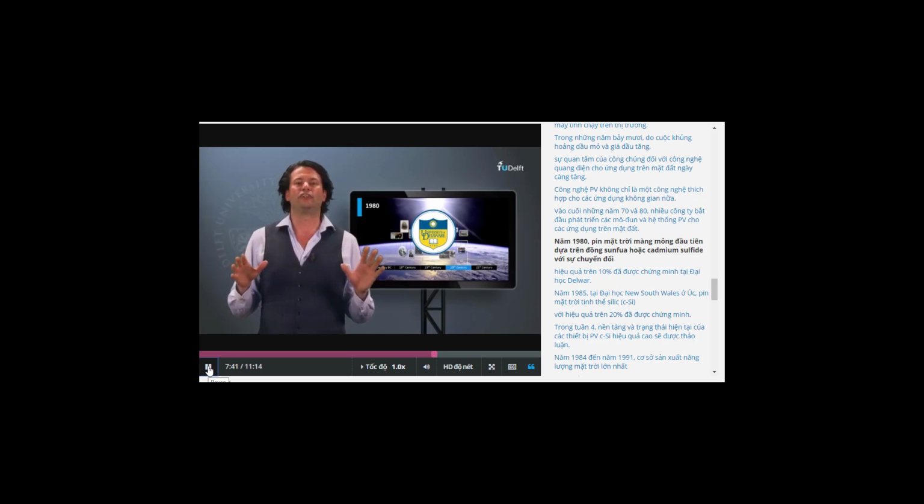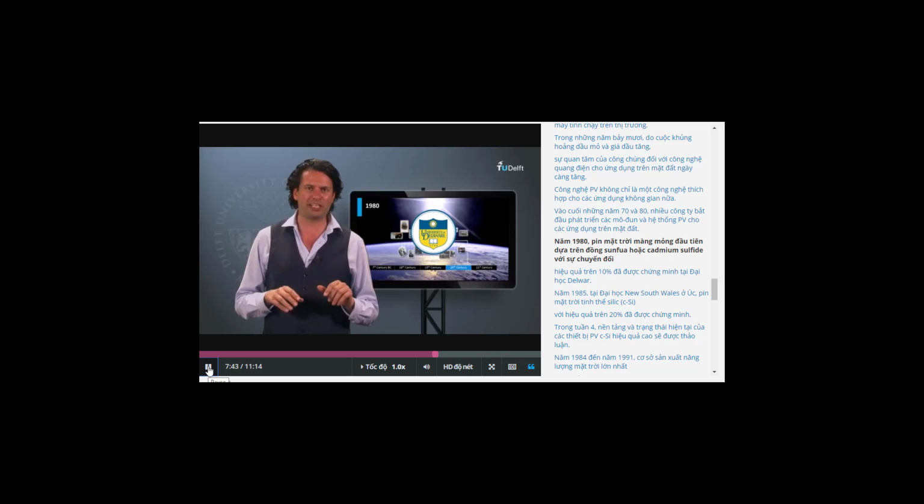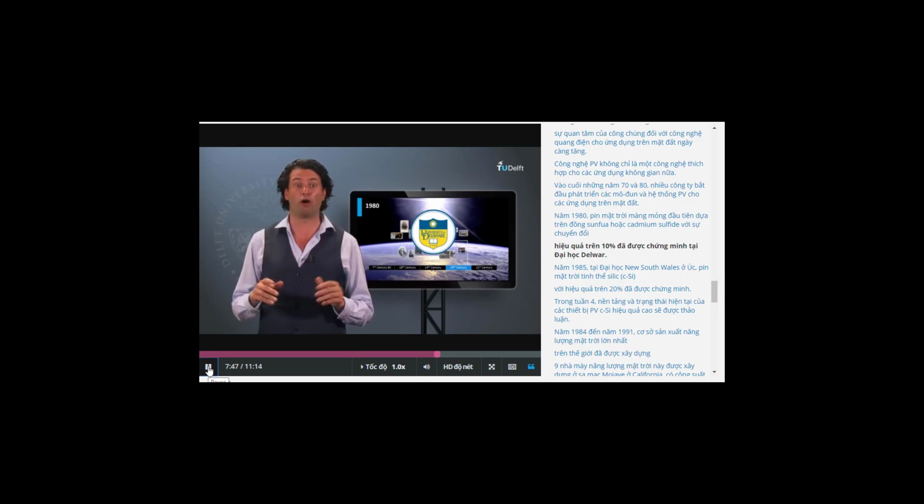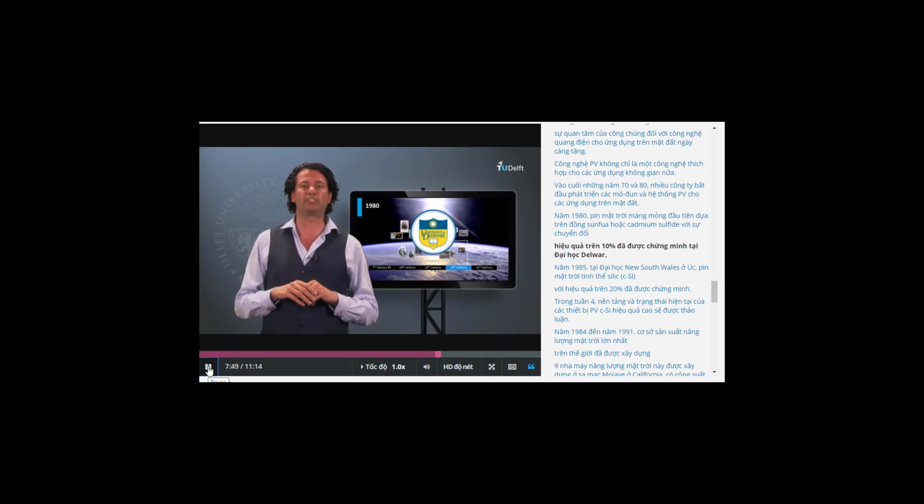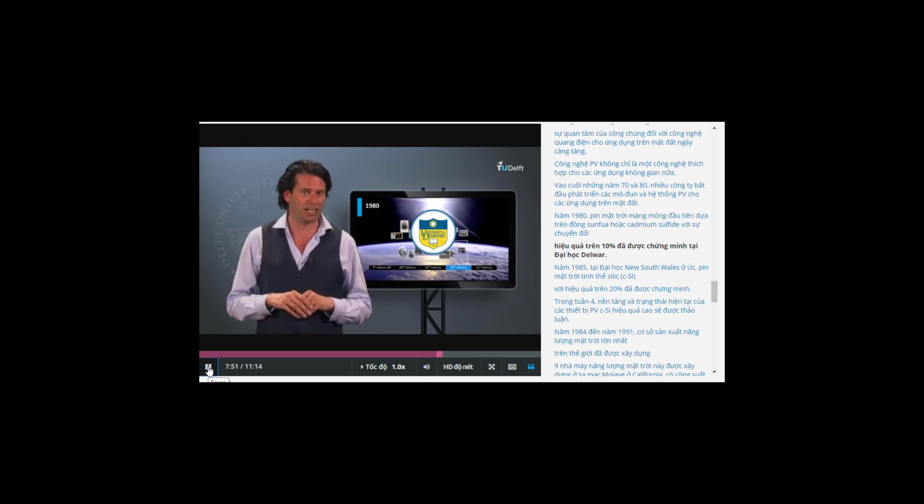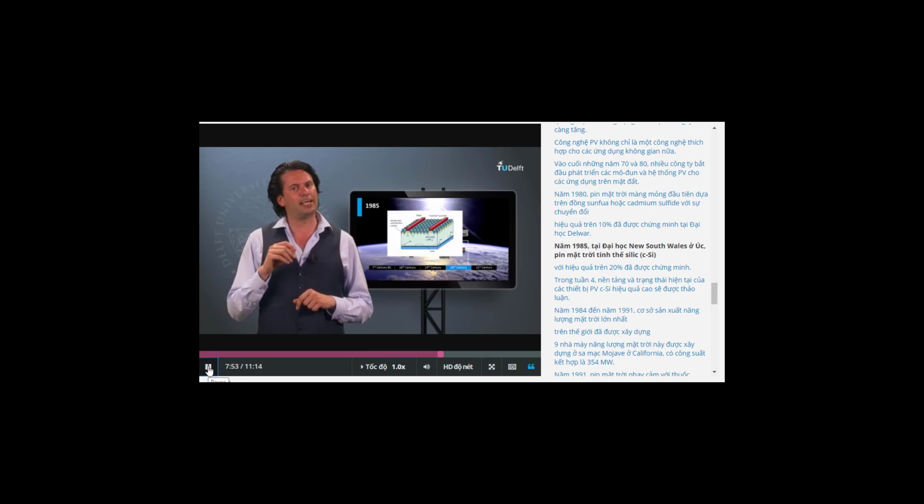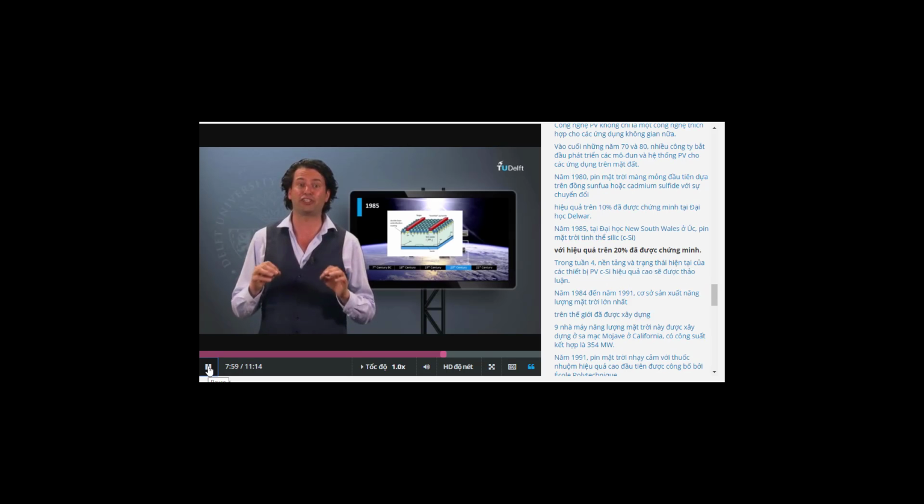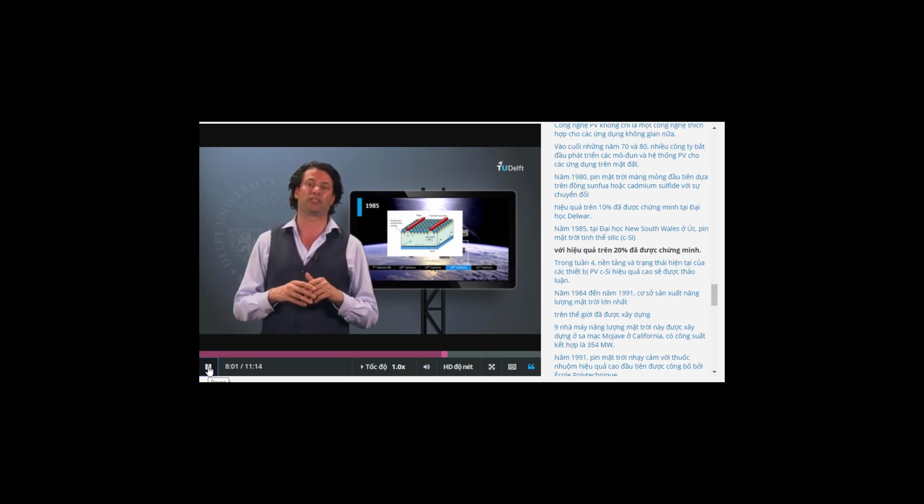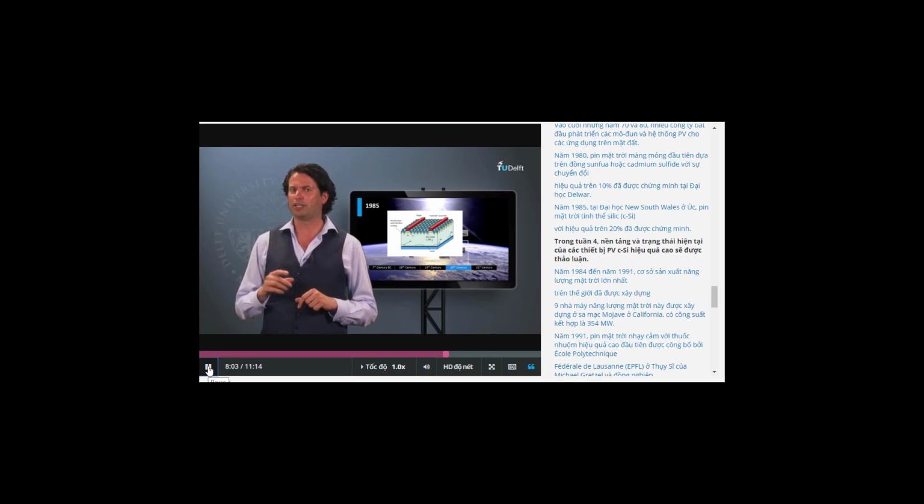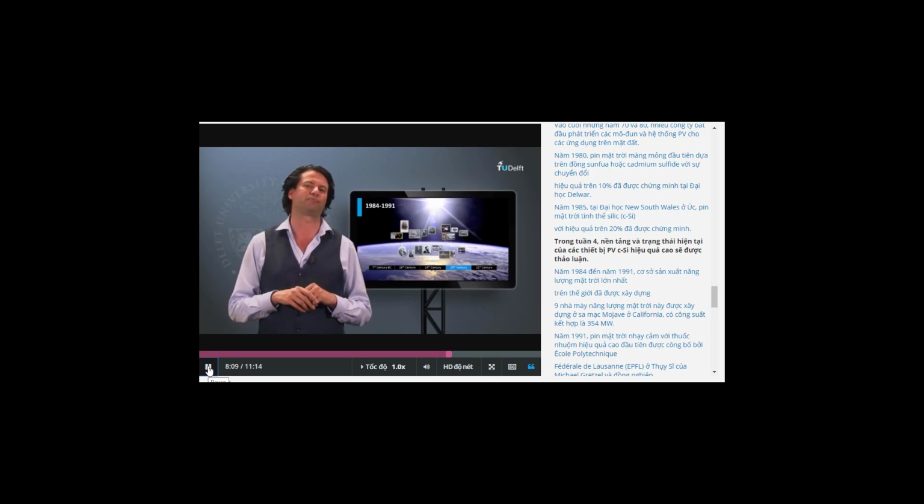In 1980, the first thin-film solar cells based on copper sulfide or cadmium sulfide with conversion efficiencies above 10% were demonstrated at the University of Delaware. In 1985, at the University of New South Wales in Australia, crystalline silicon solar cells with efficiencies above 20% were demonstrated. In week 4, the background and current state of high-efficient crystalline silicon PV devices will be discussed.